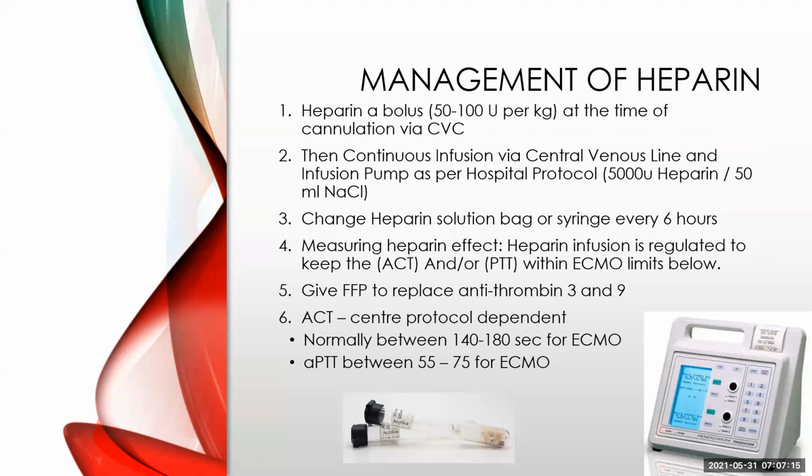So the management of heparin. Normally when we go onto ECMO, we give around anything between 3,000 and 5,000 units straight away into the patient's bloodstream via the central venous catheter, so that we are ready to go onto ECMO and we don't clot the membrane. So we will mix a separate bag of heparin. We normally use 5,000 units of heparin in a 50 ml bag of saline that we give through a line via the central venous cannula so that we can keep the anticoagulation going.